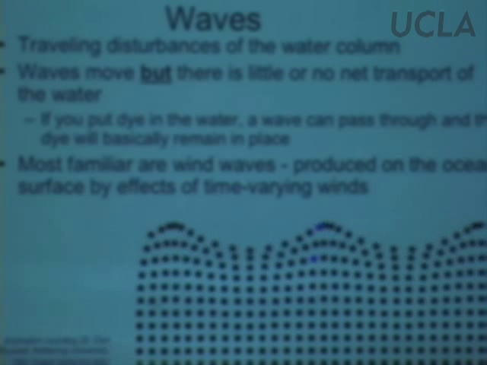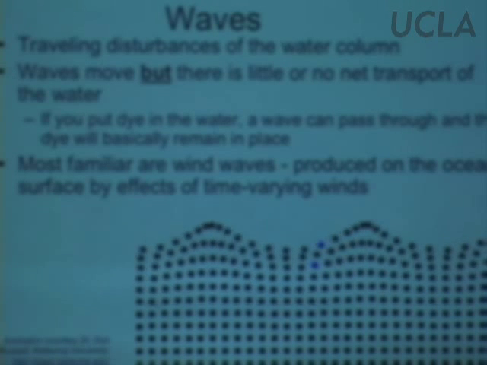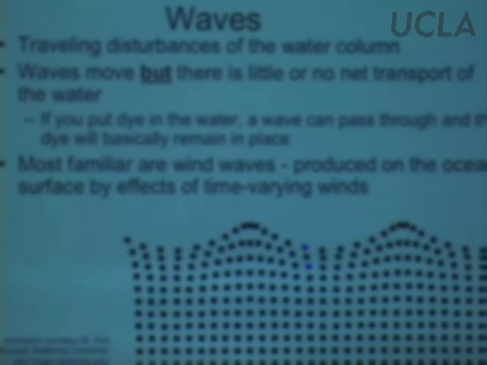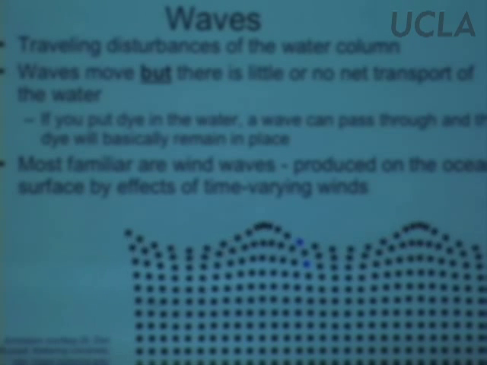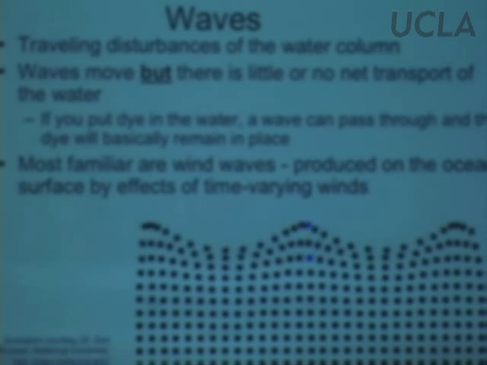Okay, so the wave is moving from left to right, but the individual molecules in the water are not in net being moved very much. They pretty much end up back where they started once the wave is gone. And you could actually see this. If you put dye in a ripple tank or something like that, the wave will pass right through the dye.